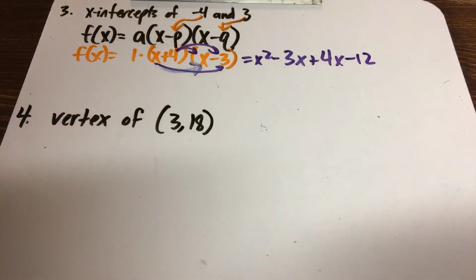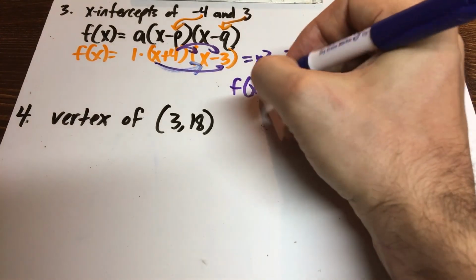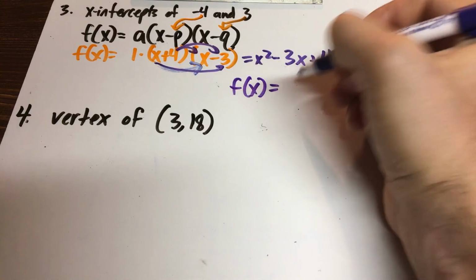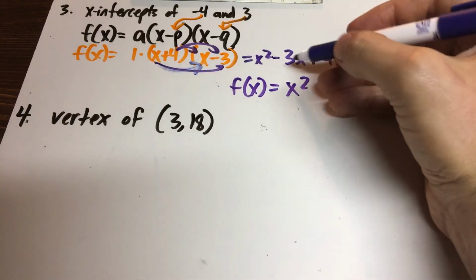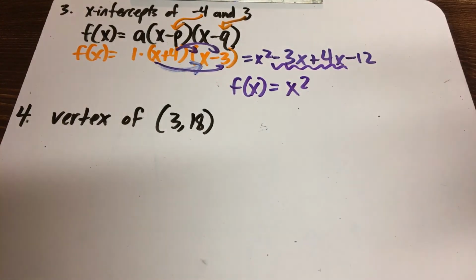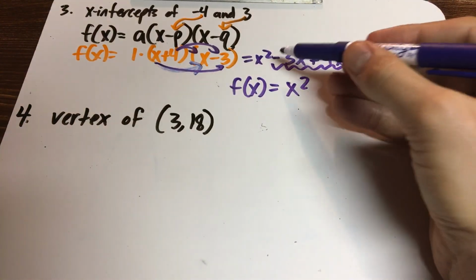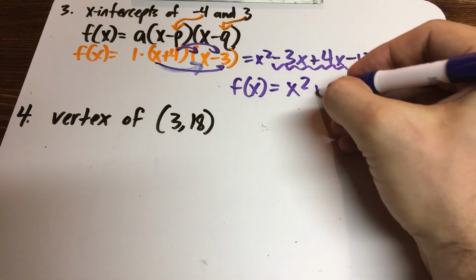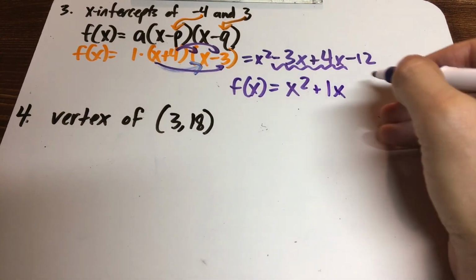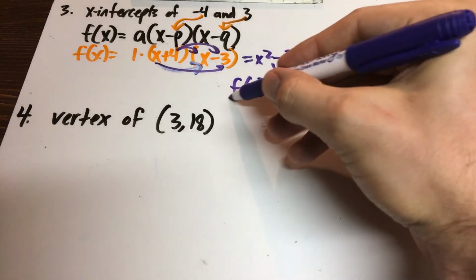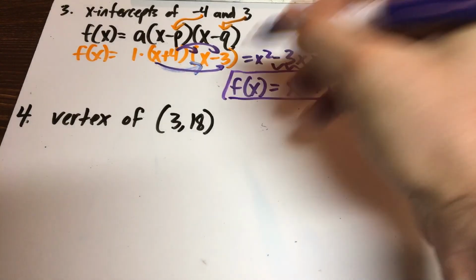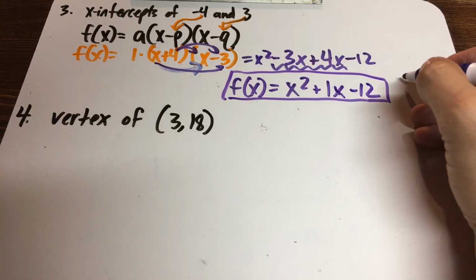And now I can put my final answer. Let's combine everything together, right? X squared goes first because it's the only thing that's squared. These two are combinable because they're both x to the first power. Negative 3x plus 4x, that's positive 1x. And then minus 12 at the end. That's it. Boom. This is standard form.